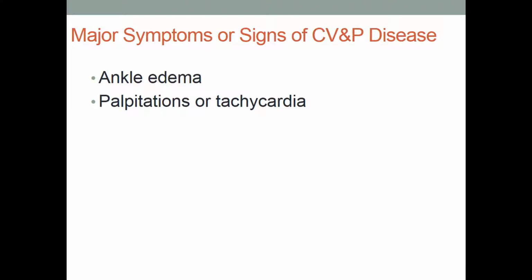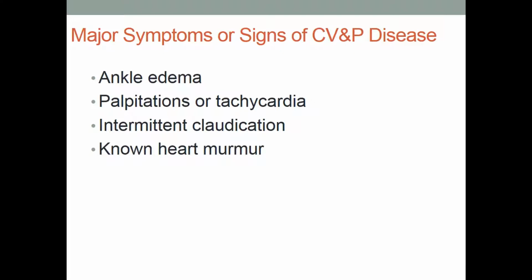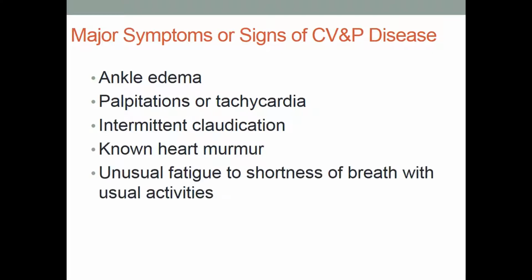Palpitations, so feeling like the heart is just racing or skipping beats. Intermittent claudication, this is calf pain during exercise, or a feeling of tightness or aching in the legs when someone's exercising, most likely due to inadequate blood supply. A heart murmur, where you actually hear a swishing noise as the blood goes through the valve. And then unusual fatigue with usual activities.